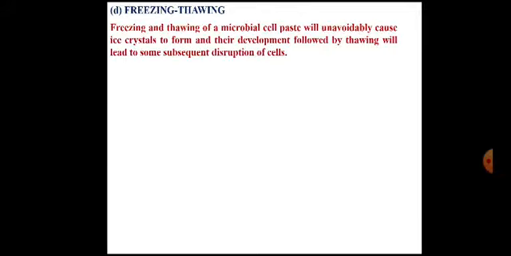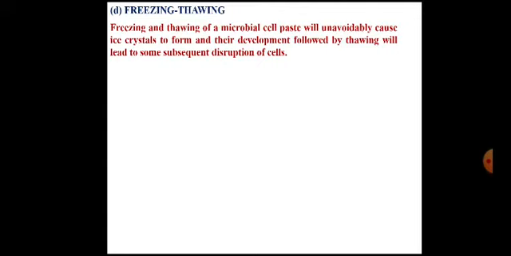Then the next method is freezing thawing. We understand what freezing is. Freezing involves the exposure of microbial cell suspension to a low temperature below 0 degrees Celsius, approximately minus 20 degrees Celsius, and then increasing its temperature is called thawing. So freezing means bringing the temperature down, and thawing means bringing the temperature above 0 degrees Celsius. This freezing and thawing is repeated several times. That brings about the lysis of the cell.